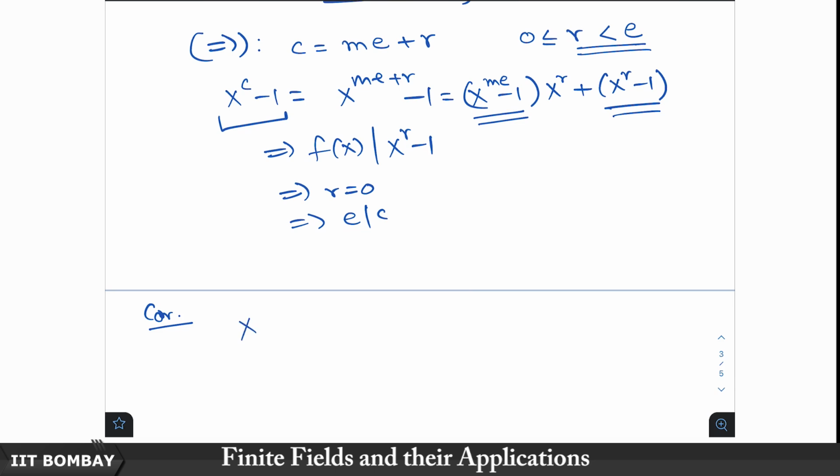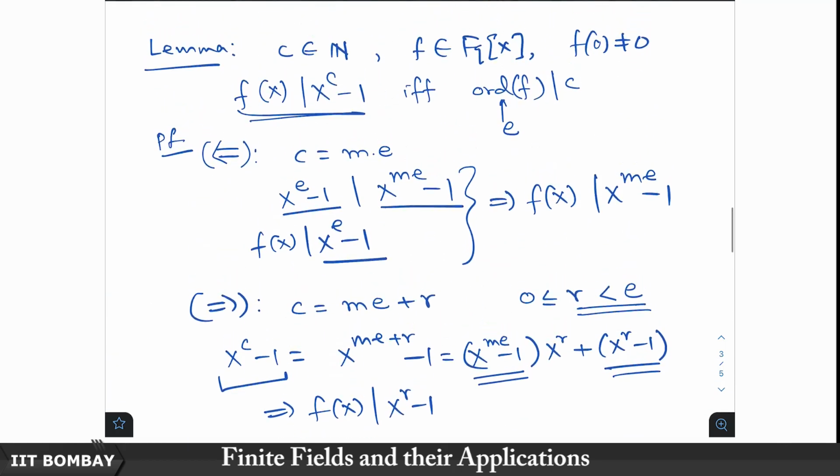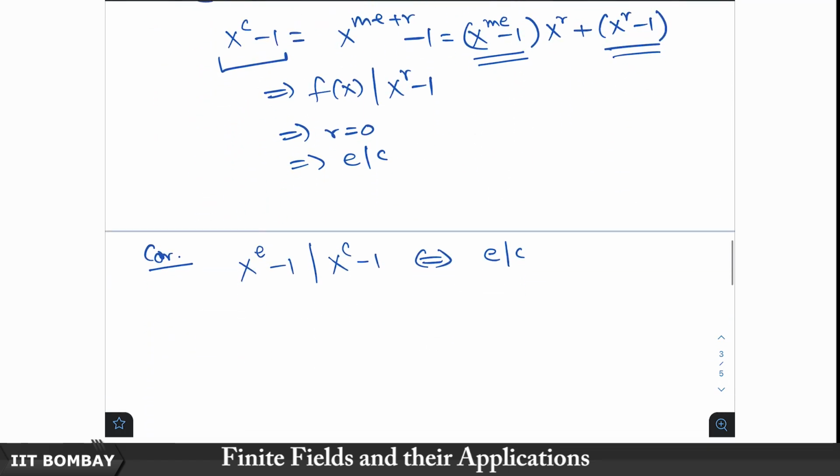Now, a corollary of this is that if you take any two integers e and c, then x^e - 1 divides x^c - 1 if and only if e divides c. You can take x^e - 1 in place of f(x) itself, its exponent then is e itself. The exponent of a polynomial of the form x^e - 1 is e. So, by applying this result for such a polynomial, we get that x^e - 1 divides x^c - 1 if and only if e divides c.